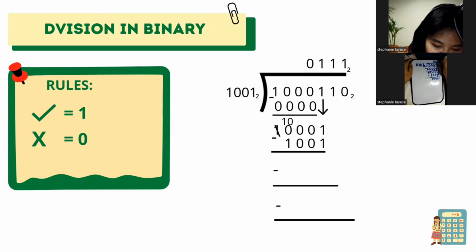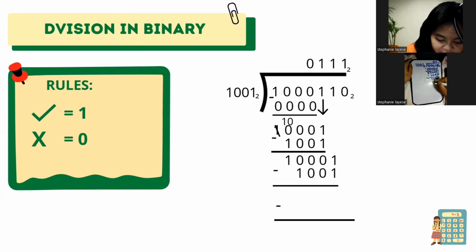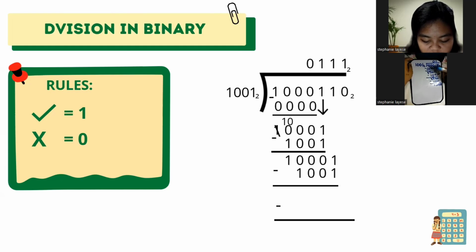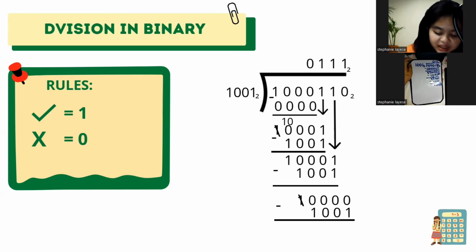Yes, it can divide. Put 1 times 1,001. We will put here minus again. Excuse me. 1 minus 1 equals 0, and then we borrow, put here 10, and then we simply put 1 here. Okay. And then we bring down the last number, which is 0. So we got 10,000 divided by 1,001. Yes, it can be divided. So 1,001 times 1, we got 1,001. Of course, we are only multiplying it by 1.